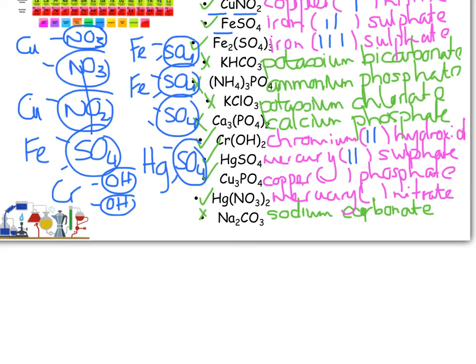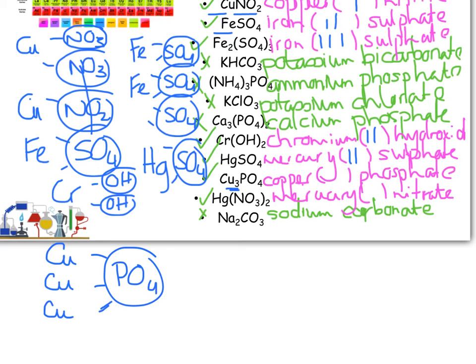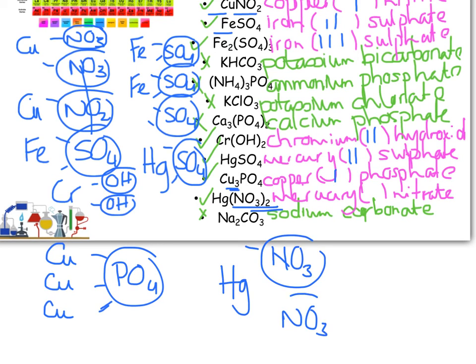Then we have got copper. There are 3 coppers in this story. Then phosphate, PO4, there's only 1 phosphate and they come with 3 arms. How many arms must each of these coppers have? Only 1. Then we've got mercury nitrate, so it's 1 Hg, and then there are 2 nitrates, NO3, each come with 1 arm, meaning that this mercury over here would need to have 2 arms in order to hold hands with those nitrates.